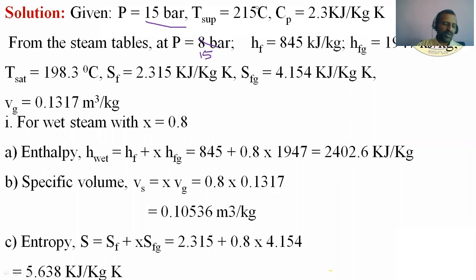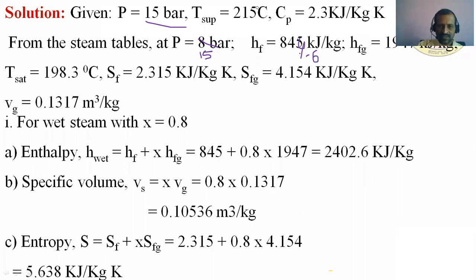So refer to the steam table for 15 bar. Go to the 15 bar table. Open the steam table book, R S Khurmi, page number 12. Go to the 15 bar pressure. Move along horizontally. HF value is 844.6. In the steam table, it is given as 844.6. You have to take the same value.